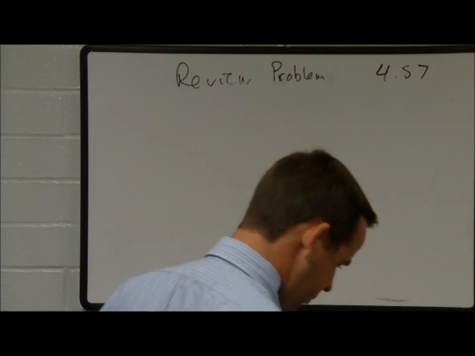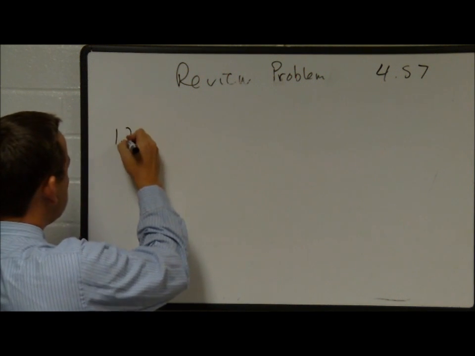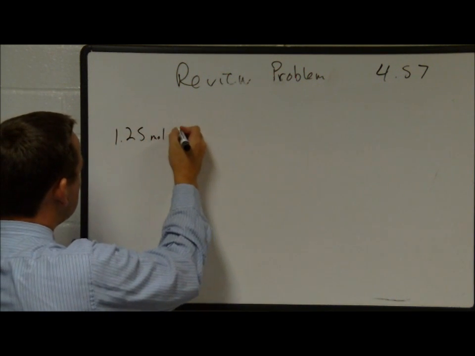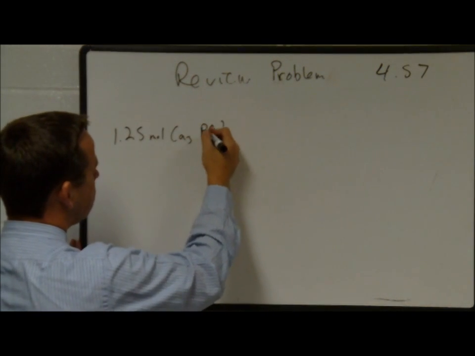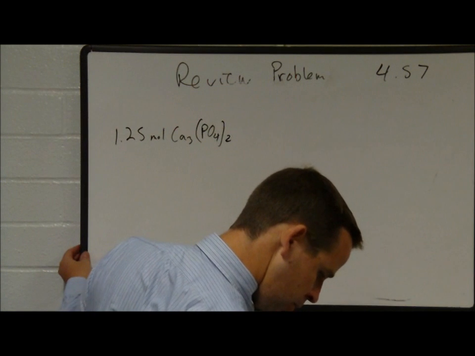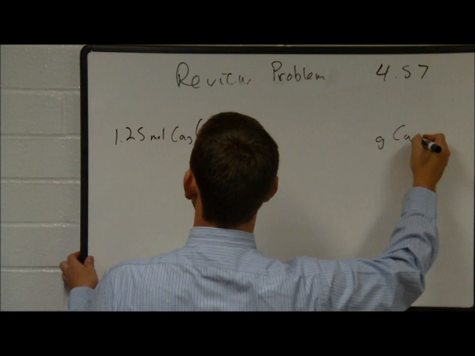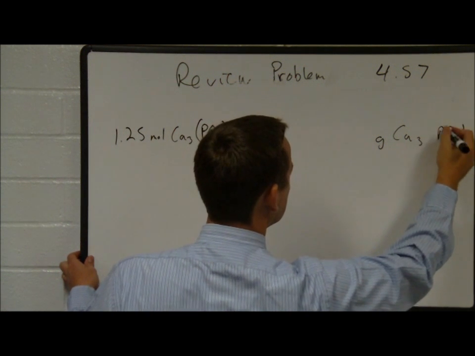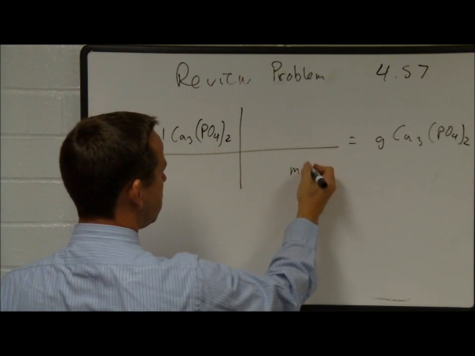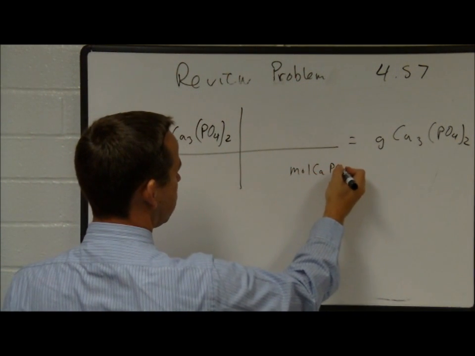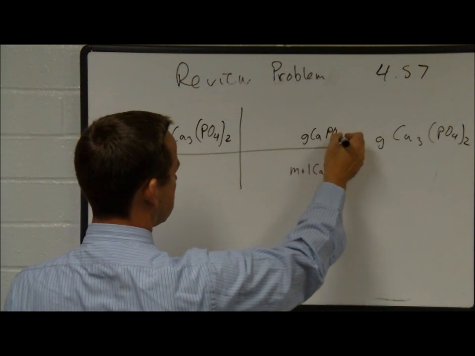Calculate the mass in grams of the following: 1.25 moles of calcium phosphate, Ca3(PO4)2. All right, so calcium phosphate, we want to know how many grams of calcium phosphate that is, right? We want to know how many grams. So we need to have a relationship between the moles of calcium phosphate and the grams of calcium phosphate.